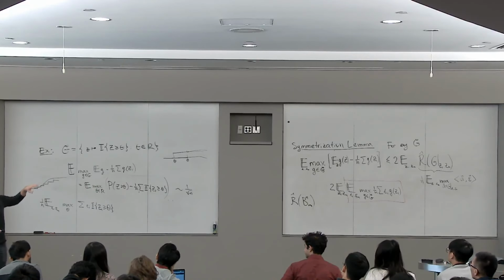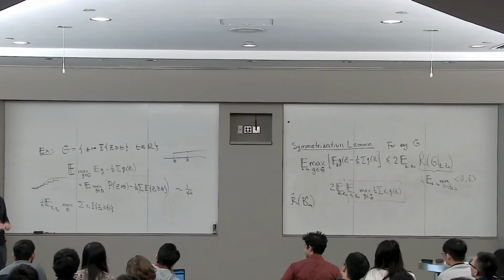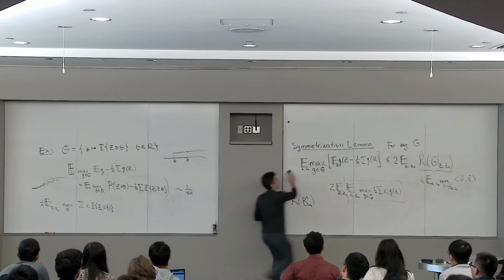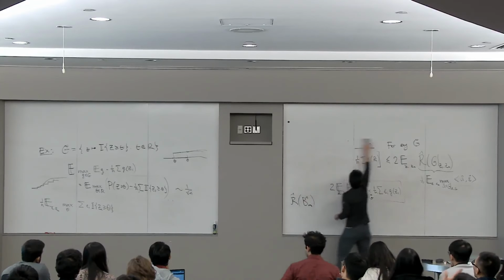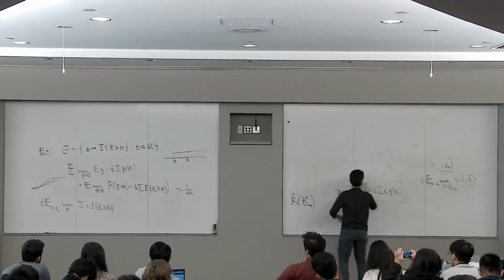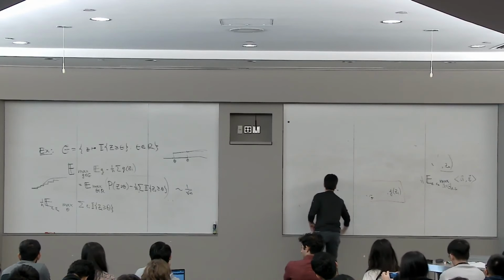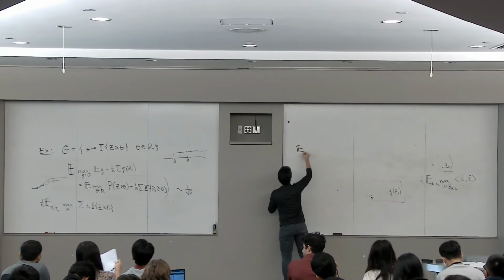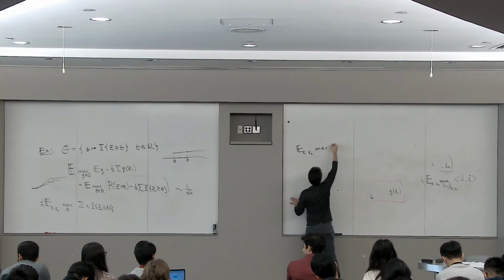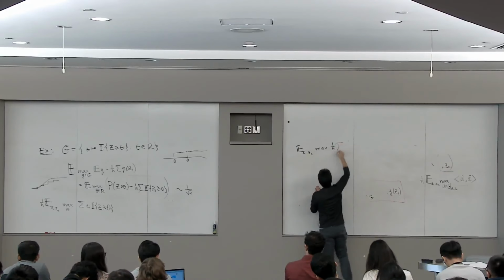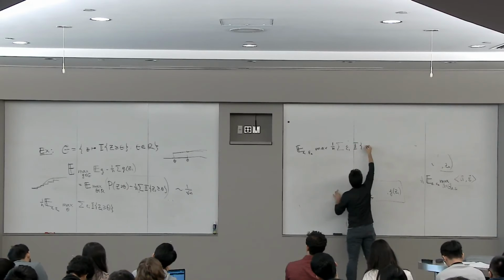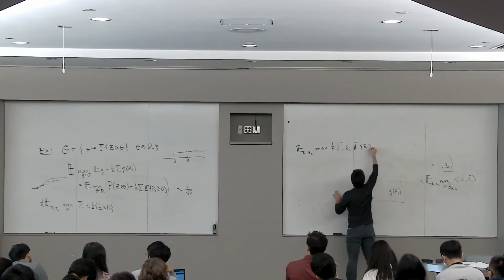Should I write it higher? Can you guys see? Okay, I'll write it higher. I'm putting 1 over n inside, it doesn't matter. So the indicator that Zi is larger.